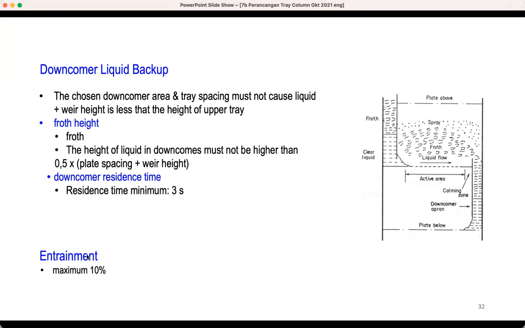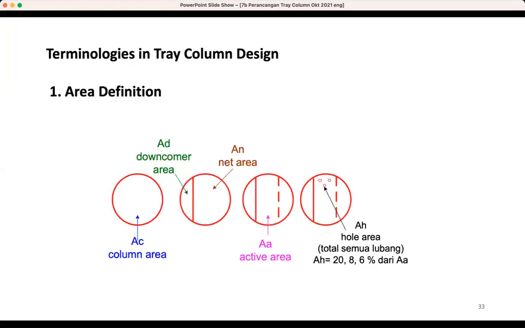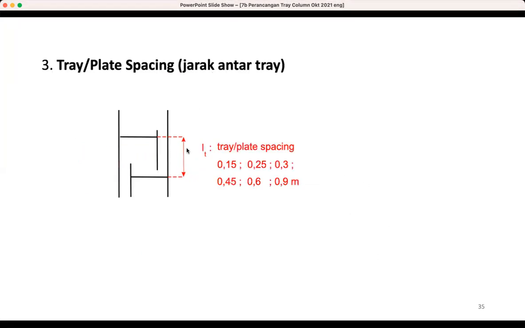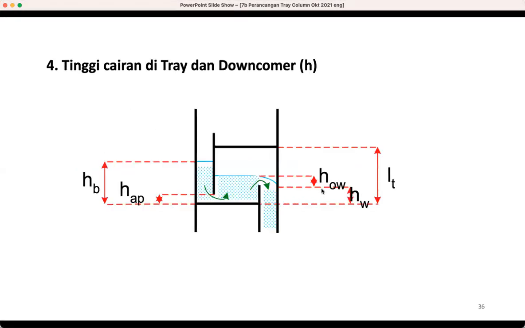And for entrainment, which is when liquid is carried out to the next plate, the maximum should be 10%. There are also some calculations for that in the book. Okay, so there you are. Again you have the area definition, and you have the weir. This is the length of the weir. This is the height of the weir. And then you have the tray spacing like this one. And also you have the height of the overweir, height of the weir, the height of the backup there, and also the tray spacing.